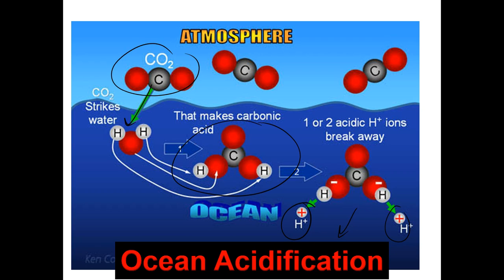That acid then kills all the larvae and the shellfish and the coral, and then all the people that survive on the fish that grow into adult fish don't have anything to eat. That's why ocean acidification is kind of a big deal and why gas solubility is a big deal.